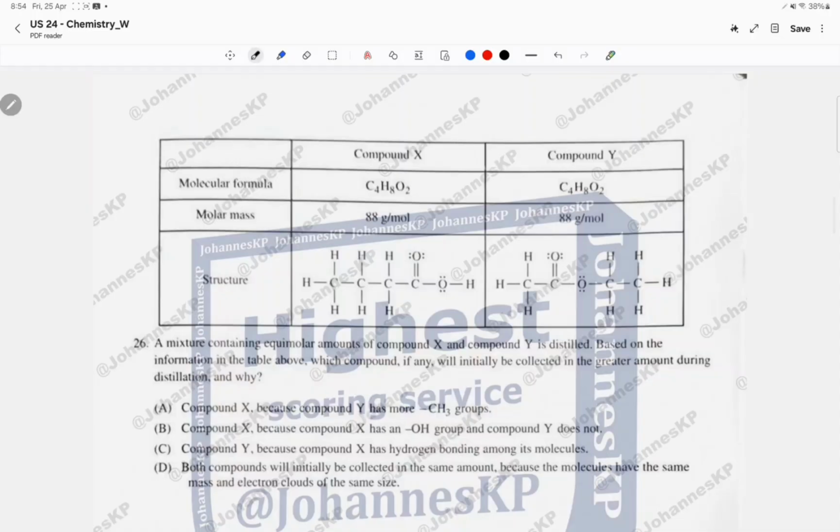26. A mixture containing equimolar amounts of compound X and Y is distilled. Which compound, if any, will initially be collected in the greater amount during distillation? Whichever boils first will be collected more during distillation. And this one here has IMFs of hydrogen bonding. It will boil last, while this one is going to boil first. So compound Y is going to boil first and is going to be collected first.